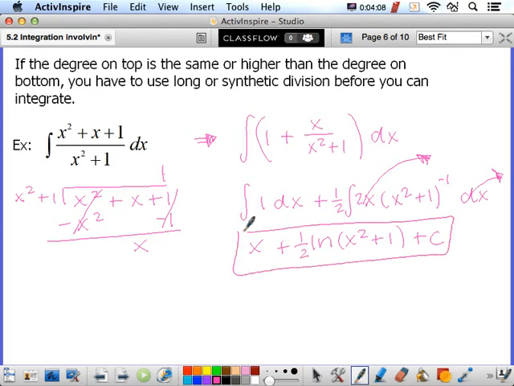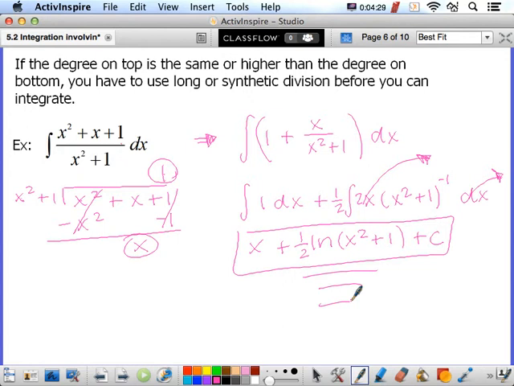Okay, so we started here. We did long division. We got our quotient and our remainder. And we integrated the quotient plus the remainder over the divisor. And remember that every time you integrate that remainder, it's going to show up as a natural log. But the other piece, the quotient integral, won't. It'll just be a regular integral.